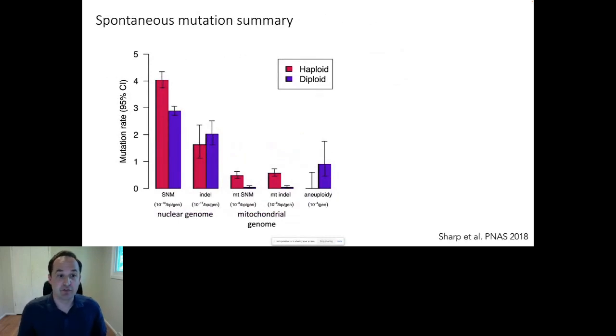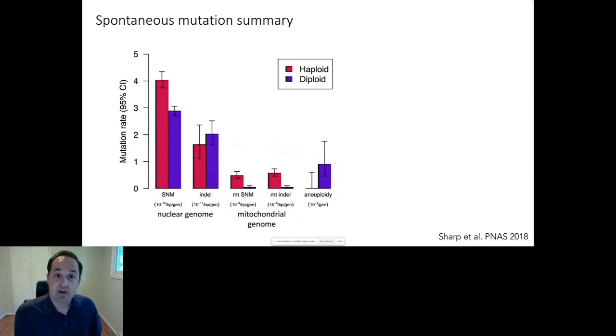This was published a few years ago now. We essentially find that haploids and diploids are quite different in the ways that they're mutating. And I should say that these haploid and diploid strains all were generated from the same genetic background. So the only real difference between them is their ploidy state.